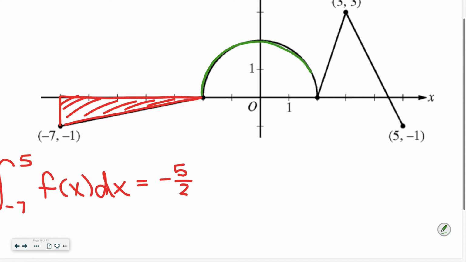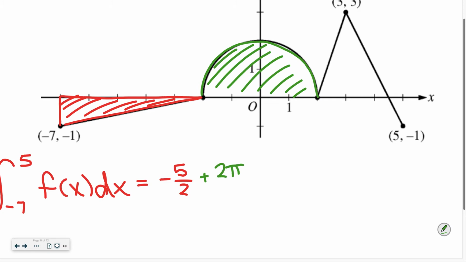The green. Ethan, what do you have for the green? 2 pi? 1/2 pi r squared, and the radius is 2. So 1/2 pi r squared is 2 pi. All right. How about this blue area right here?